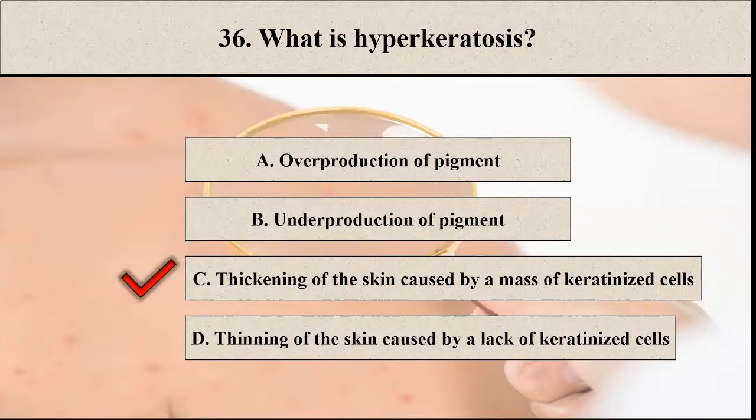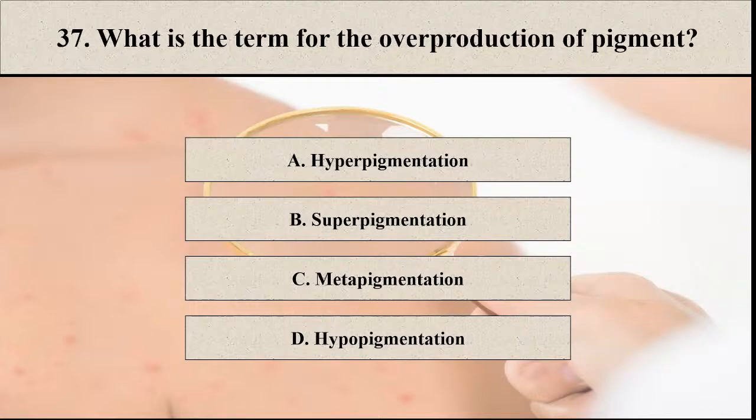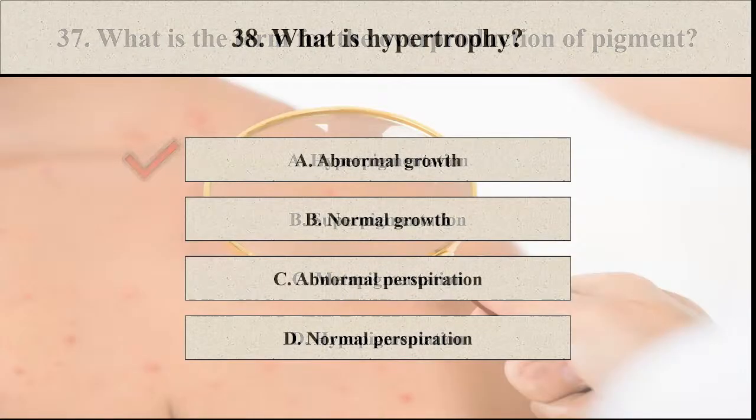If you chose C, thickening of the skin caused by a mass of keratinized cells, you are correct. What is the term for the overproduction of pigment? Is it hyperpigmentation, superpigmentation, metapigmentation, hypopigmentation? If you chose A, hyperpigmentation, you are correct.